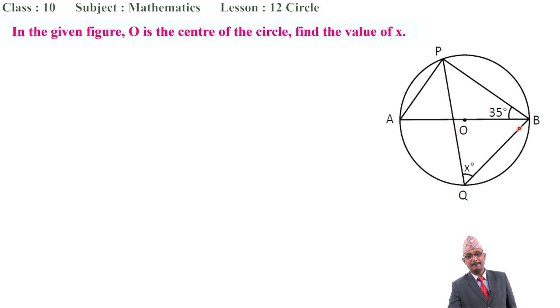So, what is AB? Yes, correct. AB is the diameter. Why? Because AB is a chord that passes through the center. That's why AB is the diameter. Then we have to find the value of x.